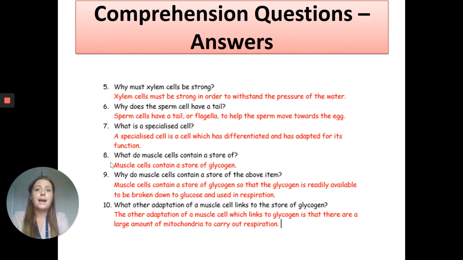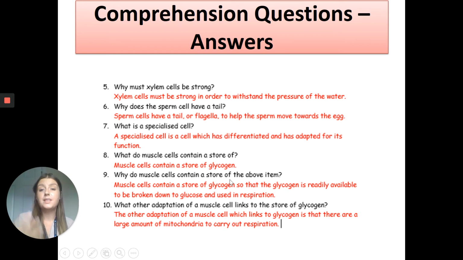Okay, so why must xylem cells be strong? So xylem cells must be strong to withstand the pressure of the water. Okay, why do they have a tail or a flagella? Is to help the sperm move towards the egg. What is a specialised cell? It's a cell which is differentiated and is adapted for its function. What do muscle cells contain a store of? They contain a store of glycogen.